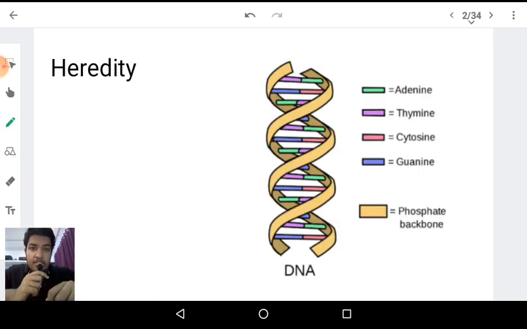So first we are going to discuss heredity. Now what is heredity? Heredity is defined as the degree of similarities between parents and offspring. So if you look at your parents and yourself, you can see that the basic body plan of both of you will be similar. Similarly, if you take a dog and a puppy, you can see that the basic body plan in both of these organisms is exactly the same.